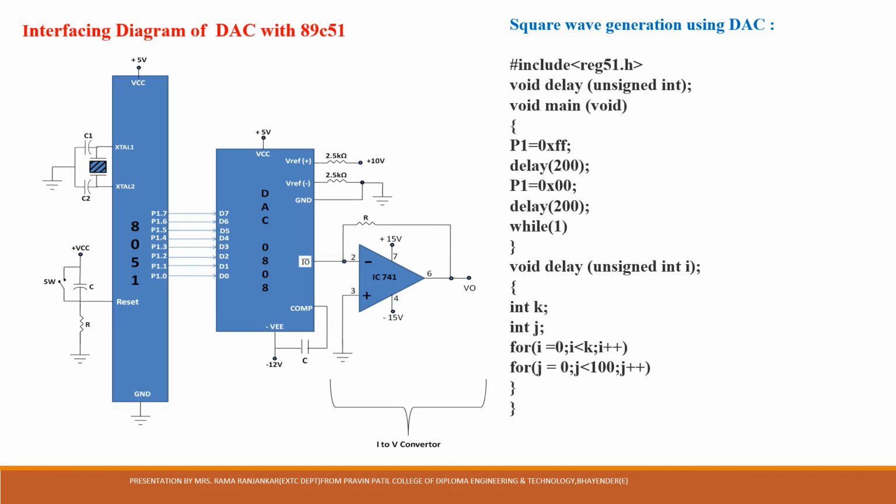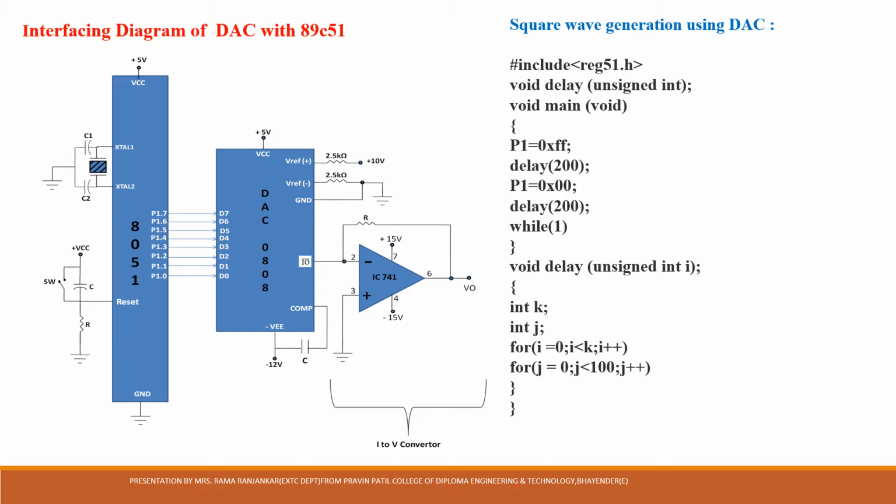So now this program is a square wave generation program. In this program I initialize the delay routine first, then in the main program I initialize port 1 because we are connecting the DAC IC to port 1 as shown in the diagram. So I assign port 1 as output port. Then we are going to display the square wave.